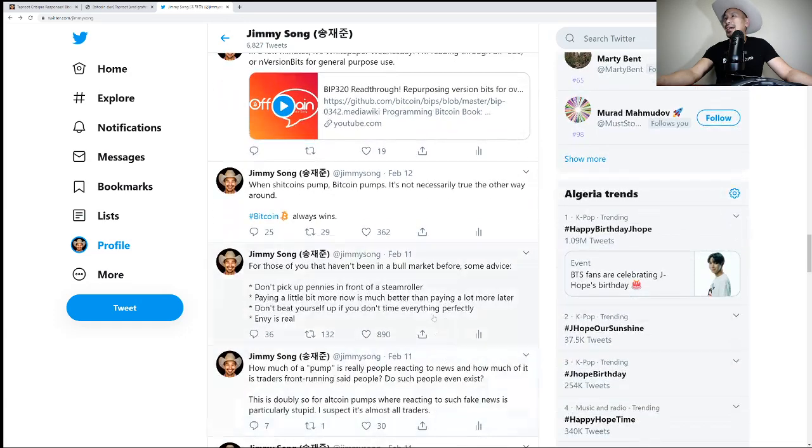For those of you that haven't been in a bull market before, some advice: don't pick up pennies in front of a steamroller. That's me telling you, just don't try to time markets on shitcoins. It doesn't work very well. Paying a little bit more now is much better than paying a lot more later. If you think it's going to go up, just pay a little more now. Like if you're looking at 50x gains, you're not going to remember the 5% you saved earlier.